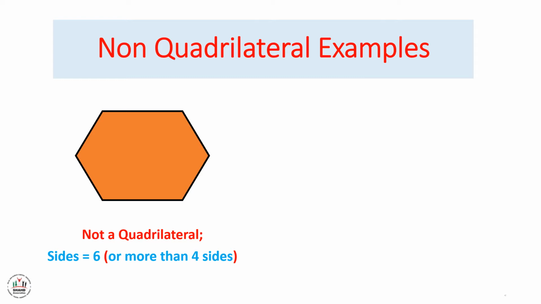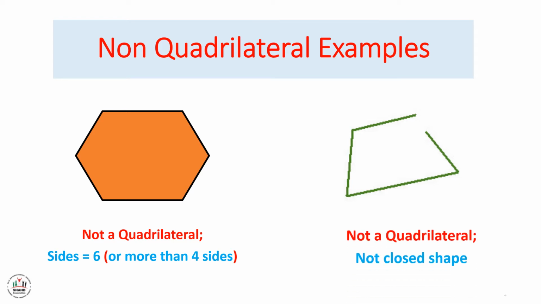So the number of sides in this shape is equal to 6. Because of this it is not a quadrilateral. Okay. While this shape, very good, also is not a quadrilateral because it is not a closed shape.